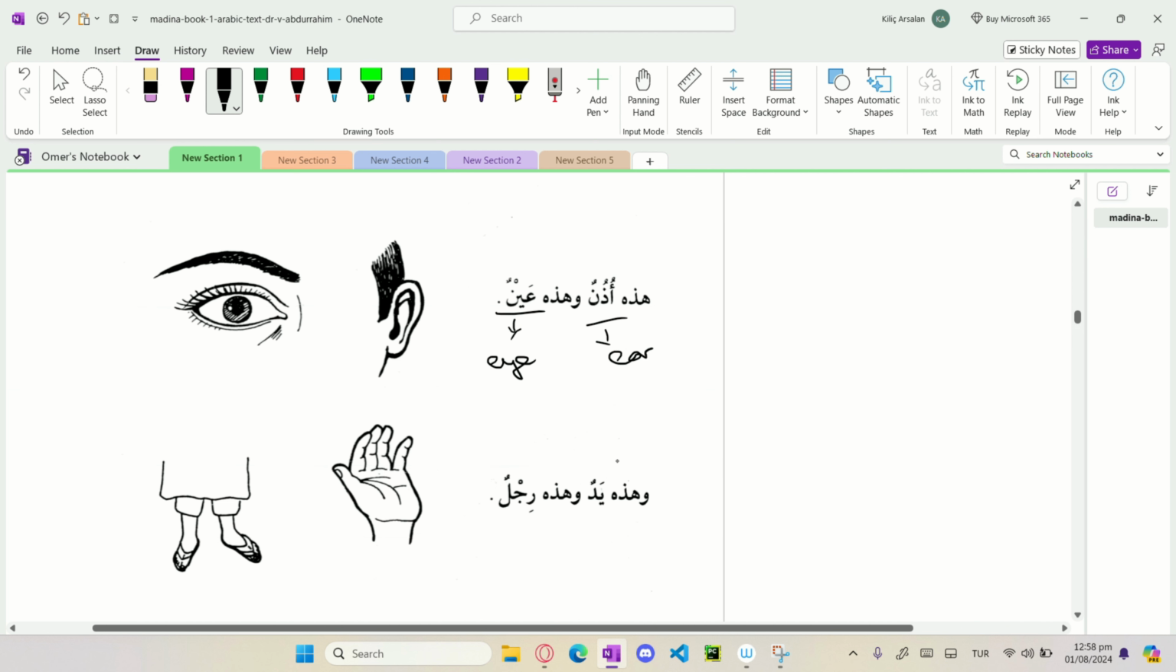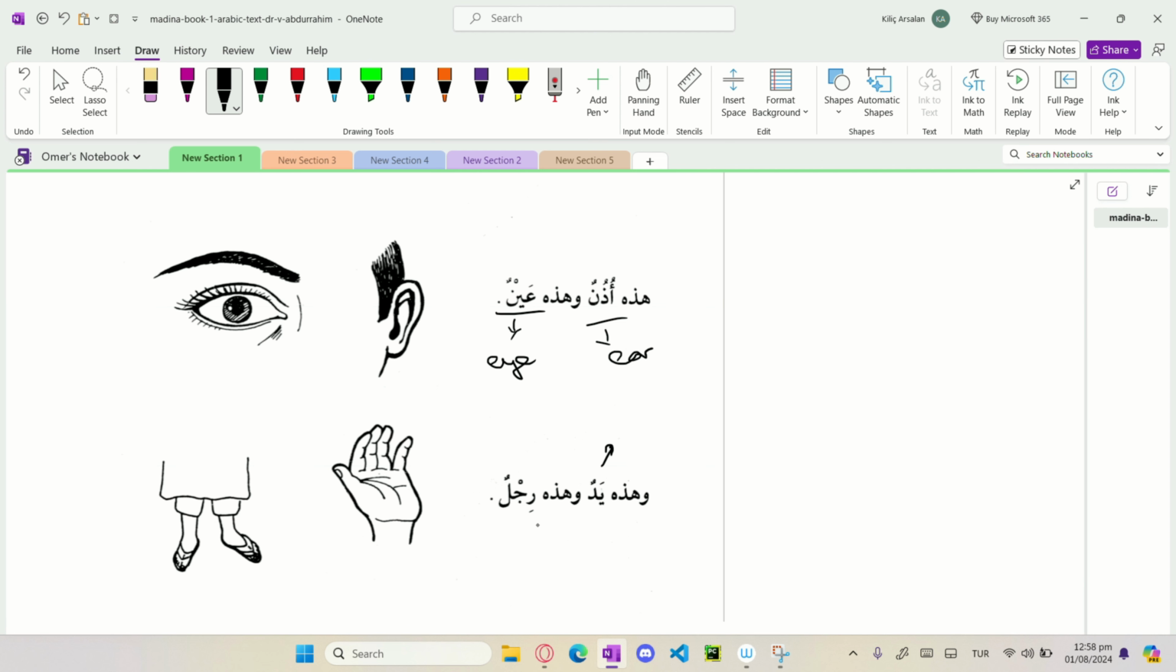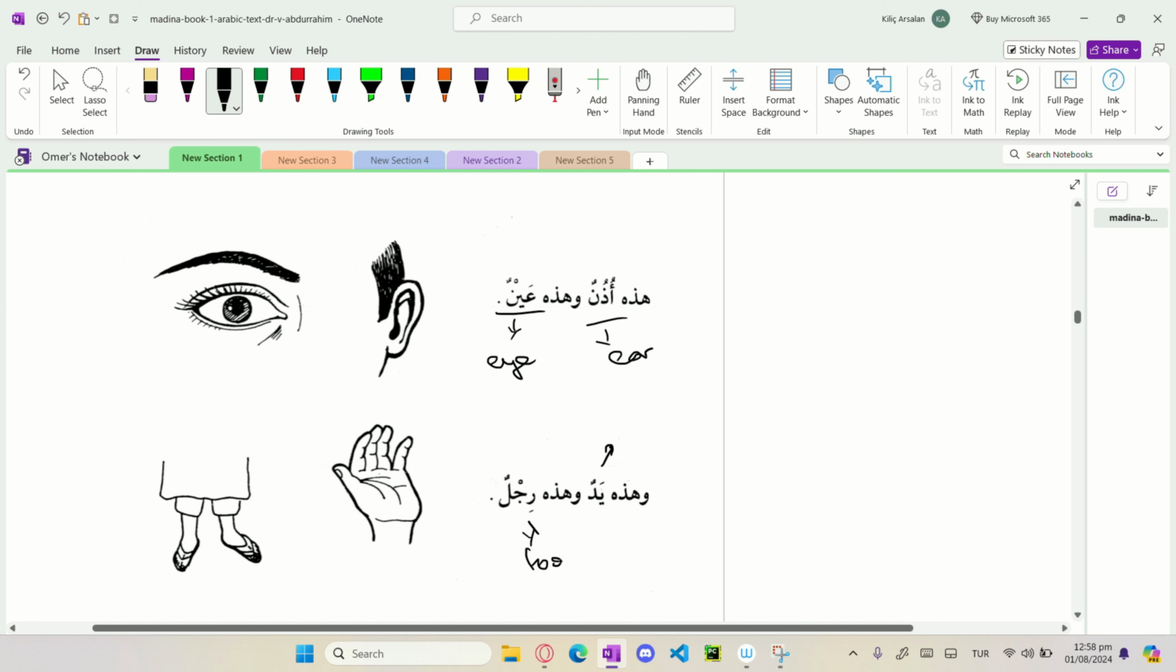هذه يد, since يد is like two, you have two hands, hence it's هذه. وهذه رجل. رجل means foot and يد means hand.